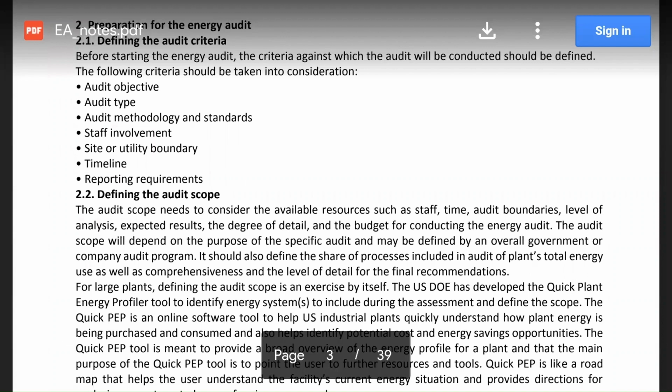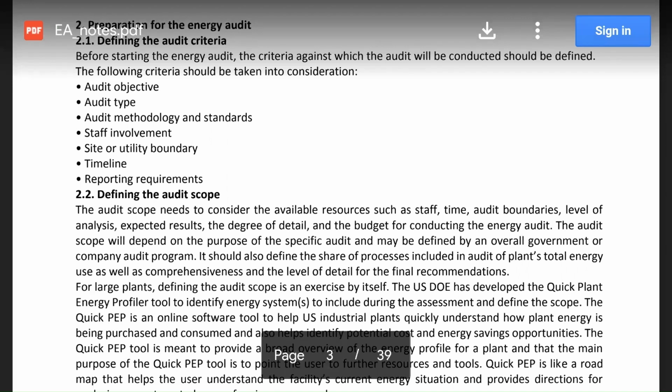So in the second part, it is defining the audit scope. This audit scope considers different resources, for example, staff, timeline, and audit boundaries, as discussed. Based on this, the scope is decided, that is, how much analysis is to be done. For example, if the industry says, we can afford only 3 auditors from your side, or 4 auditors, or 3 months, then the agency will decide what our level of analysis should be. How much precision is required, how much saving is required. Based on that, the expected results are followed, and also the budgets of the energy audit.